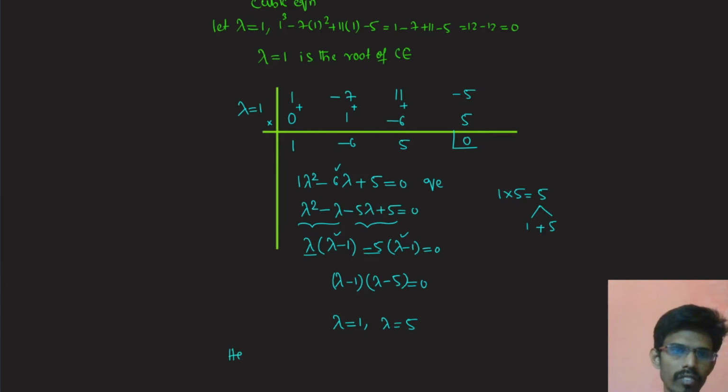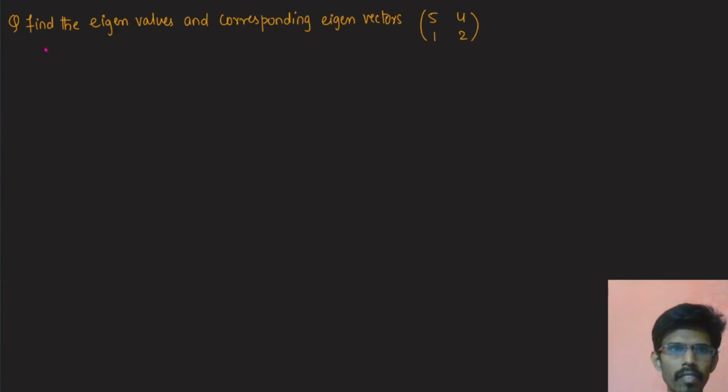Hence, we say that the characteristic roots are, first we got lambda equal to 1, next we have 1, then we have 5. So these are the characteristic roots of the given matrix. Find the eigenvalues and the corresponding eigenvectors. Now let us solve this question.